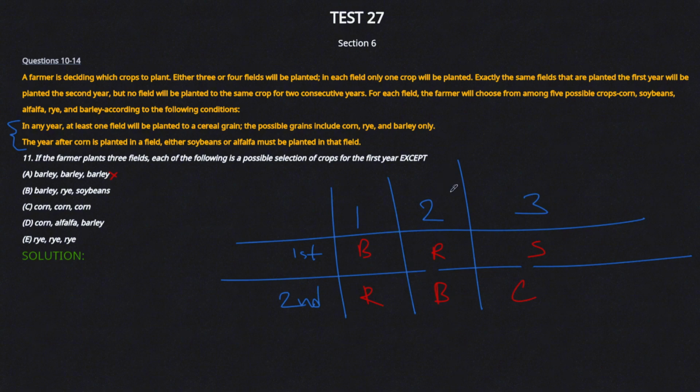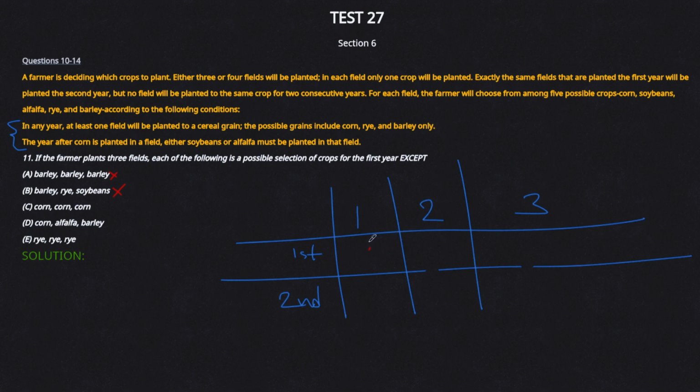I mean, that satisfies the criteria. We have cereal grain: rye, barley, and corn. We need just one, we don't need three. But yes, we have at least one of the three cereal grains. And the second one doesn't really come into play because in the first year we didn't plant corn. So that's completely viable. So this one is a cross out as well.